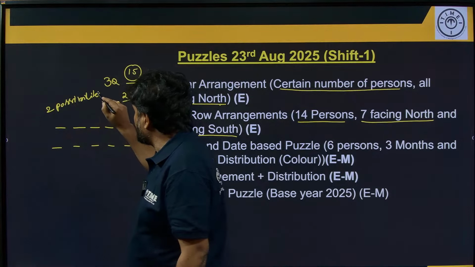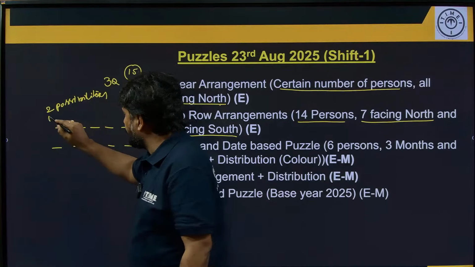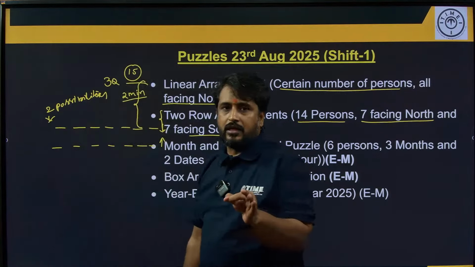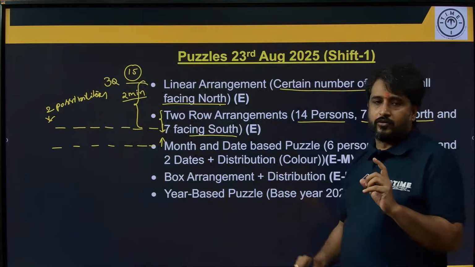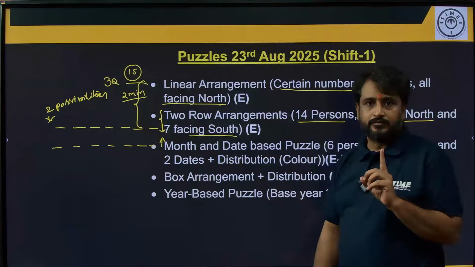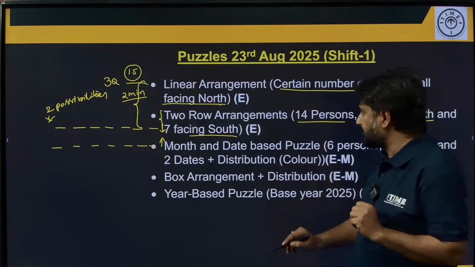After moving to the next clue, one possibility is ruled out, and with only one more possibility, the entire arrangement was done. And it is a doable question, and you can do it in less time. Okay, so you should not miss this.